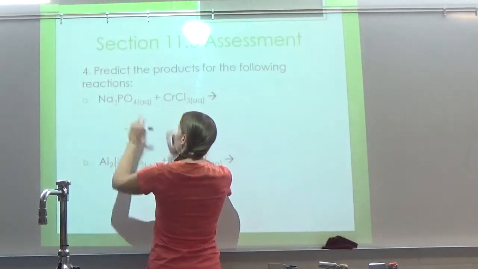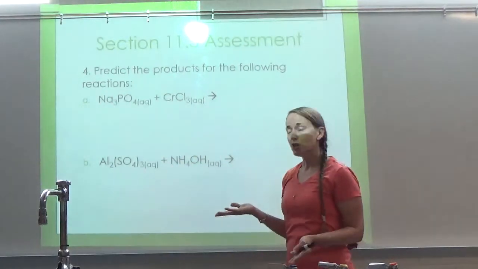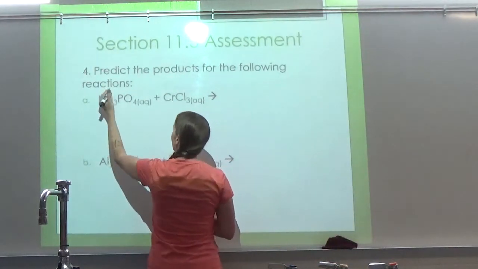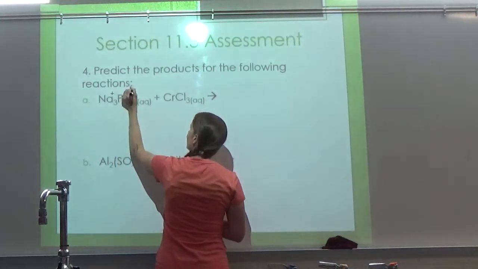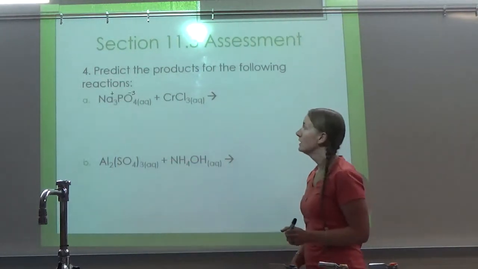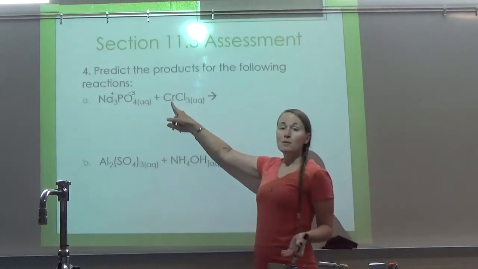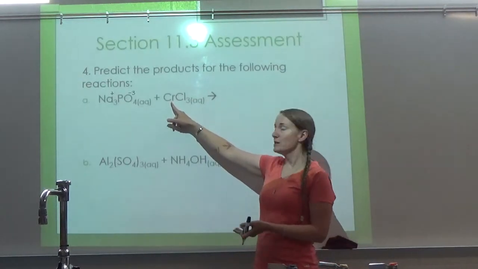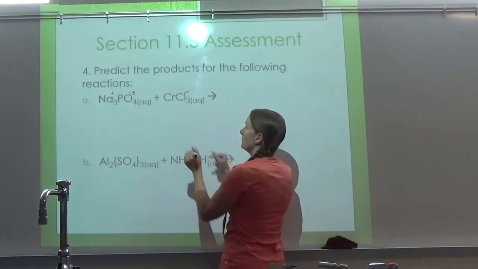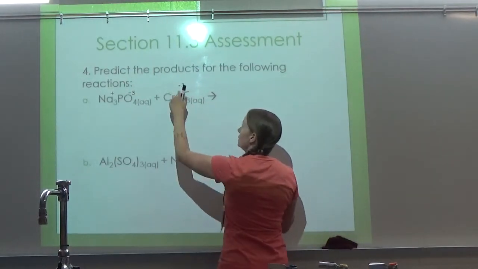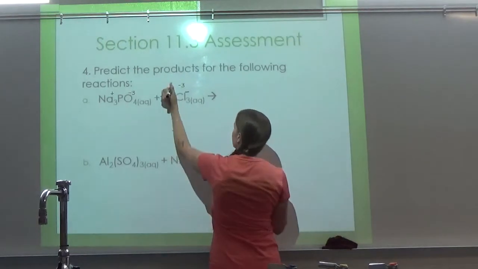They're both paired together. So I like to start by writing the charges. So Na has a positive 1 charge. PO4 is on your polyatomic ion sheet. It has a negative 3 charge. Now, Cr, chromium, is a transition metal, so we have to look at what it's bonded to. Cl is negative 1, but there's 3 of them, so that's really negative 3. So what cancels out a negative 3? A positive 3.